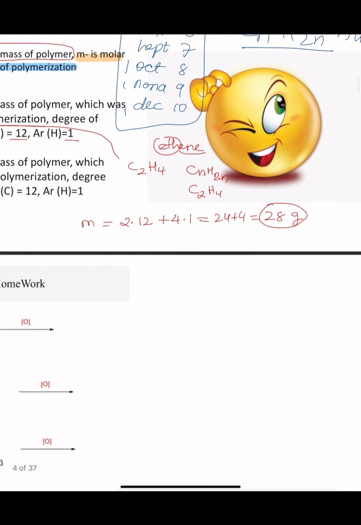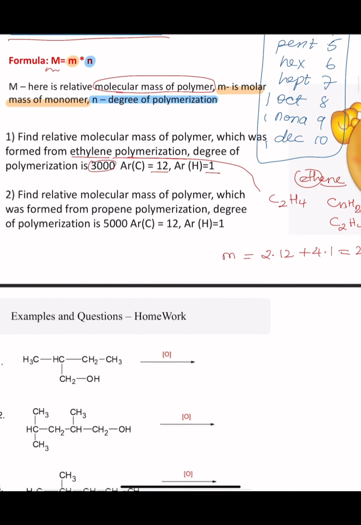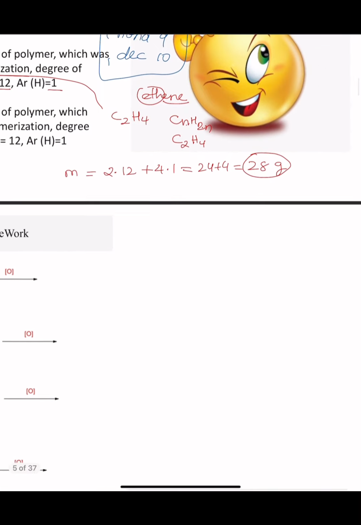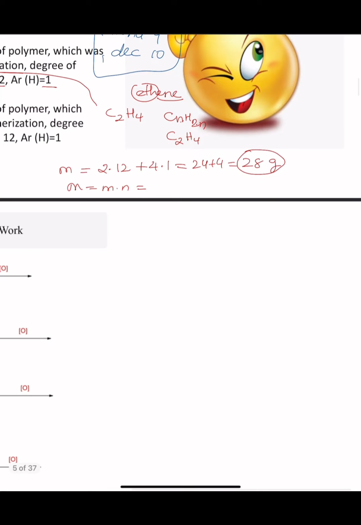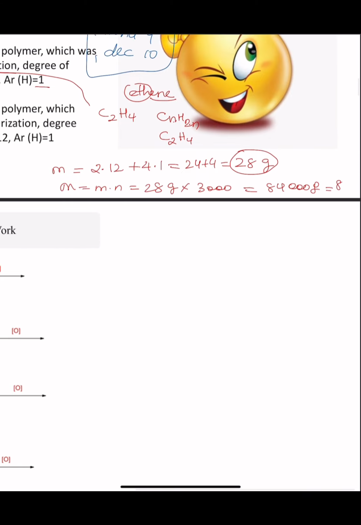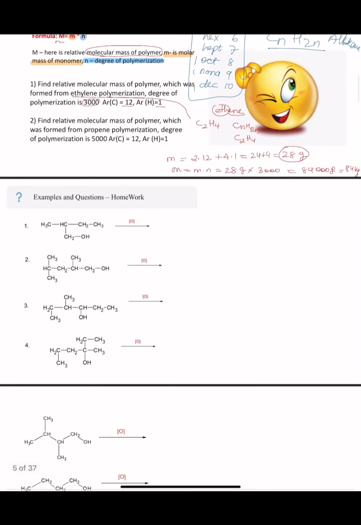Now it's telling you that you have 3,000 of them, meaning the degree of polymerization is 3,000. So you put the bigger formula, M equals m times n, which means 28 grams multiplied by 3,000, which will give you 84,000 grams, which is 84 kilograms. Okay, so that is that.